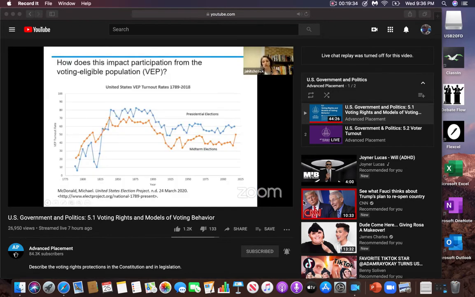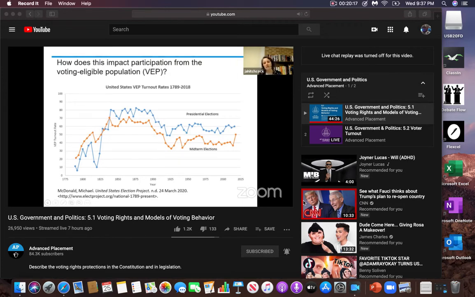So guided practice: how do we turn this information into something that helps us tackle our quantitative analysis FRQ? I'm going to turn to some work by Dr. Michael McDonald. He is a professor down in Florida, and right now the name of his university escapes me. Dr. McDonald, I'm so sorry. He is amazing. He has this huge database full of information on voting eligible population turnout rates. Another way of putting this is that these are the people who are eligible to vote based on whatever the law might say, and we're taking a look at who amongst those people shows up to vote.